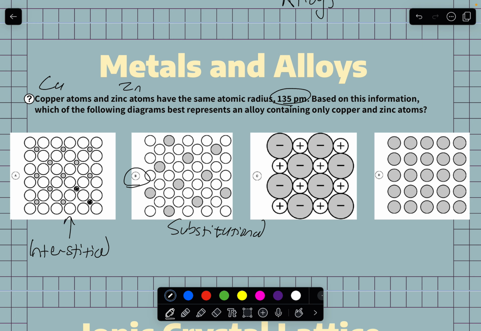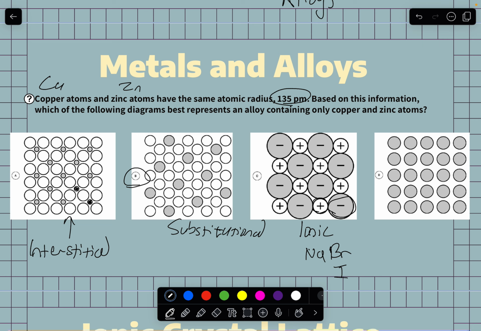For answer C, we have positives and we have negatives. Notice how big these negatives are. So this isn't a metal, actually. This is an ionic compound, right? So this would be something like sodium with bromine or iodine, something bigger, okay? So remember, when we're drawing an alloy, we don't draw the electrons in there. There shouldn't be any negatives, only positives, okay?